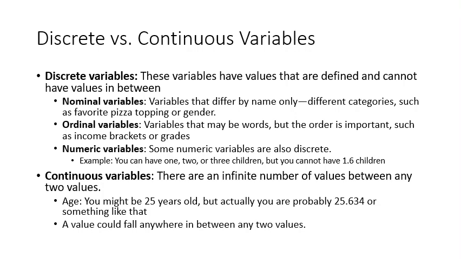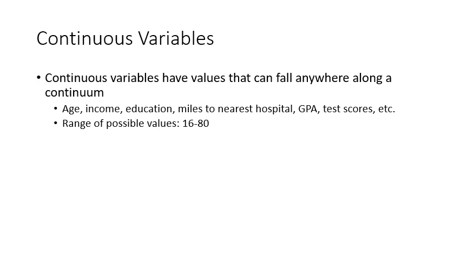And then continuous variables just means there's an infinite number of values between the highest and the lowest, between the minimum and the maximum. You might be 25 years old, but if you did the work, you're like 25.634. It's probably not precisely the moment you were born. And even if it was, that would be 25.0. And so the value can fall anywhere in between.